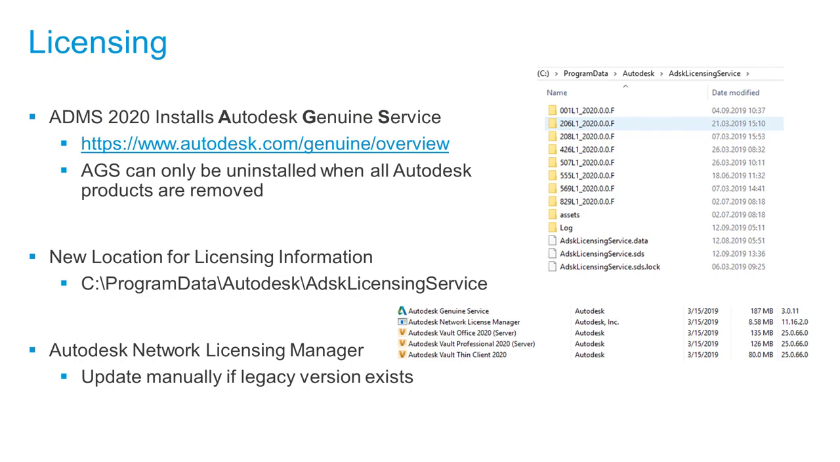Furthermore, we have a new location for licensing information, as you can see on the slide. This is valid for client and server. It is important when using API, where you can still decide if the server should get the license for the client, and then this location is used. If you have an Autodesk Network Licensing Manager installed, you would need to update manually if it's a legacy version.